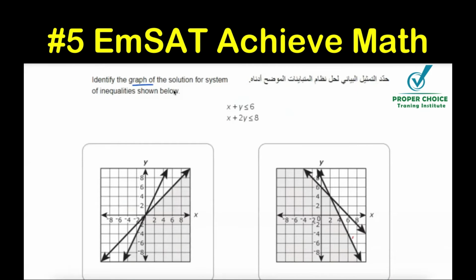Identify the graph of the solution for the system of inequalities shown below. The system of inequalities has been shown, and they are asking us to recognize the graph for those. To recognize the graph, I should know how to roughly sketch those graphs.